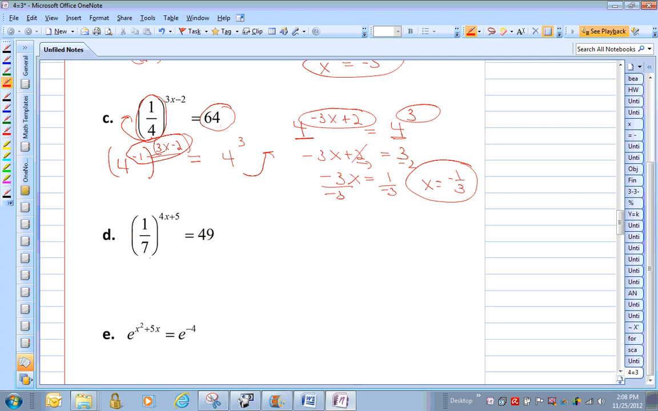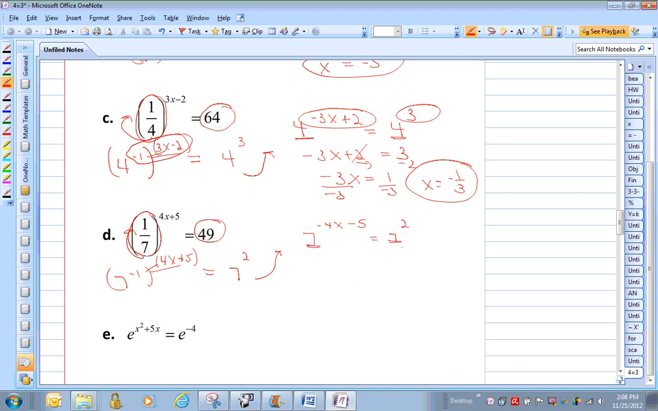All right, so we would move again the 7 upstairs and make it a 7 to the negative 1 power. That would replace the 1/7. It's raised to the 4x plus 5 equals, and I need to rewrite 49 as 7 squared. I would distribute the negative 1 to both, and I would end up over here with 7 to the negative 4x minus 5 equals 7 squared.